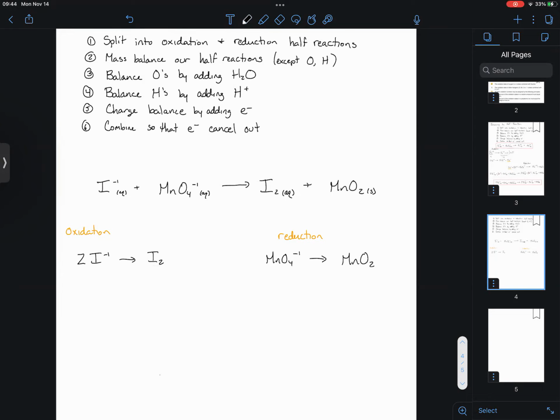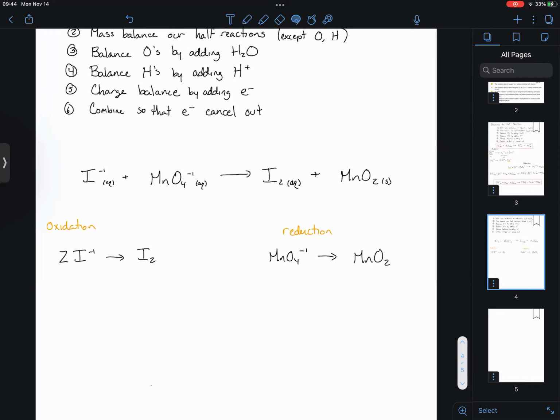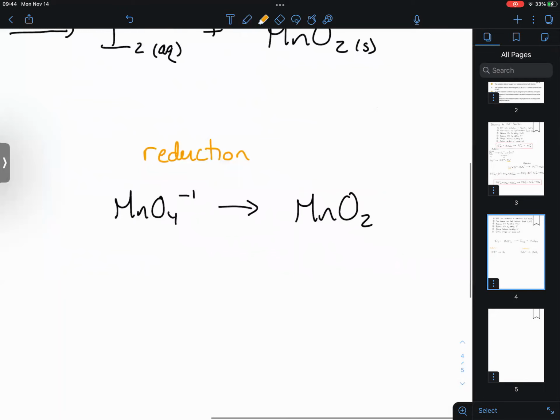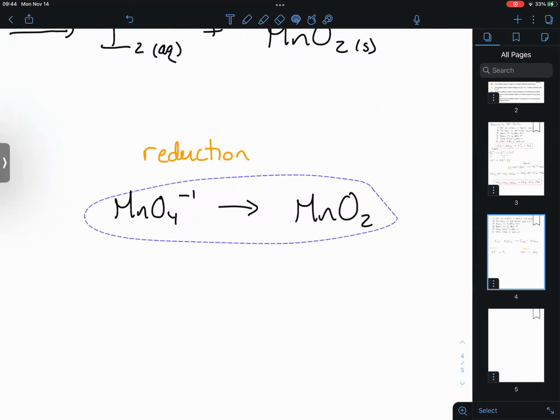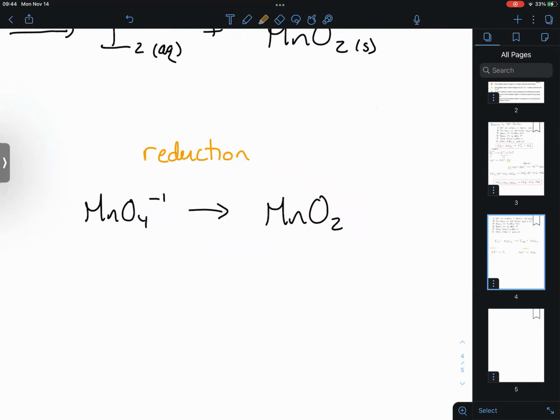All right, and now I'm going to balance my oxygens by adding water. So in this case, I don't have any oxygens over here to worry about. So let's focus on our reduction half reaction. I have 2 oxygens on the right, but 4 on the left. So I'm going to need to add 2 waters over here.